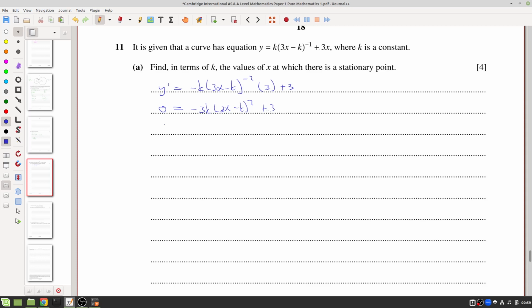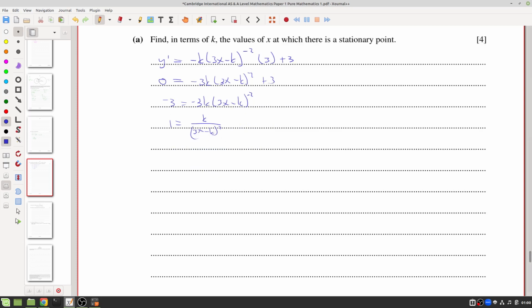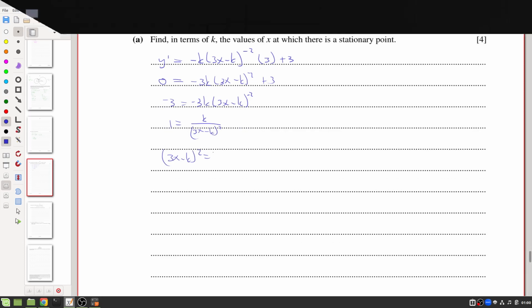Okay, so take the positive 3 over, we get negative 3 equals negative 3k, 3x minus k squared. Divide by negative 3, so we get 1 equals k, let me do it like this, k over, if we can take this to the bottom to have that negative exponent at the bottom, 3x minus k squared. Okay, so now what we want to do, we want to find in terms of k the values of x. So we want to solve for x. Okay, so let's multiply both sides by this. So that's going to give us 3x minus k squared equals k.